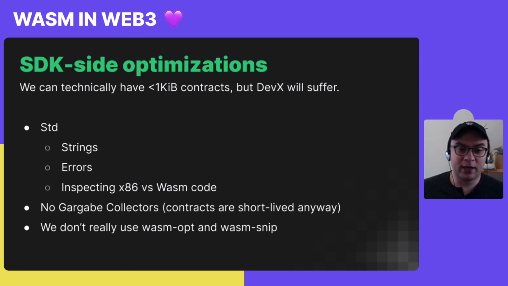The other interesting thing is that we don't actually use all of the cool tools that the WebAssembly ecosystem has for optimizing WebAssembly, like Wasm opt and Wasm snip, mostly because we don't want our developers to shoot themselves in the foot. Wasm snip is a very aggressive tool, and someone can accidentally overdo contract optimization and cut too many things. So we just don't advise our users on using it.